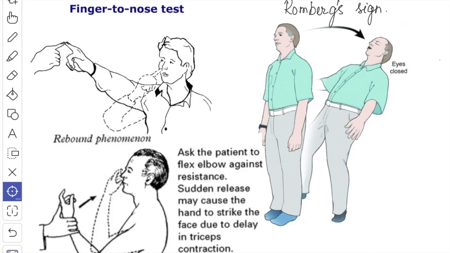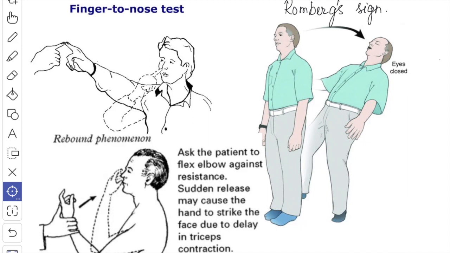Next we'll see the clinical correlation. The cerebellar syndrome. The cerebellar lesion due to trauma, vascular occlusion, tumors, etc. produces a number of signs and symptoms which together constitute the cerebellar syndrome. The signs and symptoms produced by the cerebellar lesions are as follows.